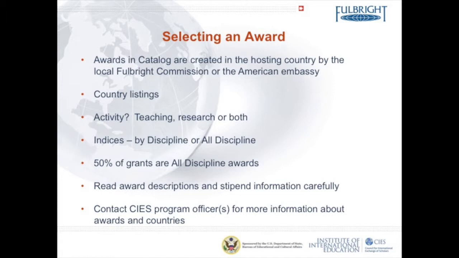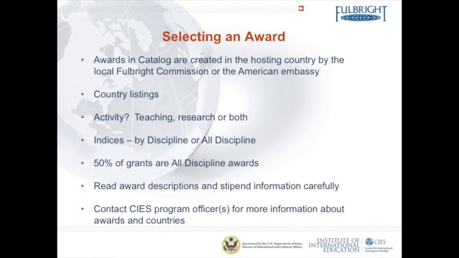So again, the three basic types of grant activities through the Fulbright Scholar Program would be teaching, teaching/research, or research. Our Distinguished Chair Awards are the most prestigious awards offered through the Fulbright program. They also vary in grant length. There's generally a teaching component, but the exact description can vary by countries.